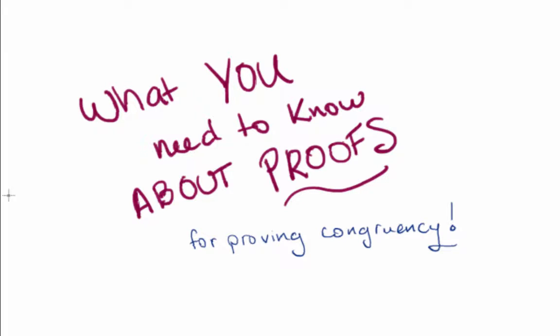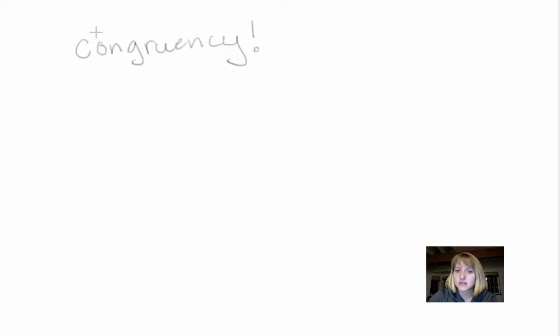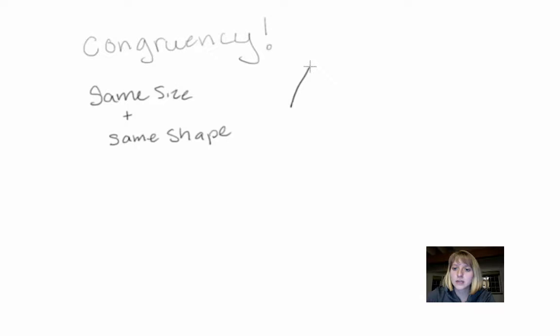Today we'll be talking about what you need to know about proofs for proving congruency. Congruency means that we have two things that are the same size and the same shape. If we're talking about triangles, there's a couple different ways to prove congruency from before: side angle side, angle side angle, lots of different things. We'll go over that later.